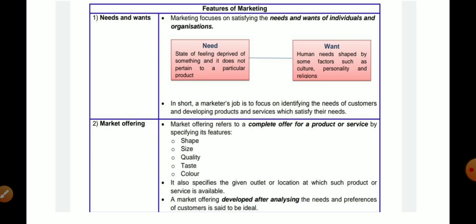Market offering. The market offering refers to the complete offer for the product and services which includes features like shape, size, quality, taste, color, etc. So the marketer offers that product which is just according to your wants. Okay, the market offering is developed after analyzing the needs and preferences of the customer.